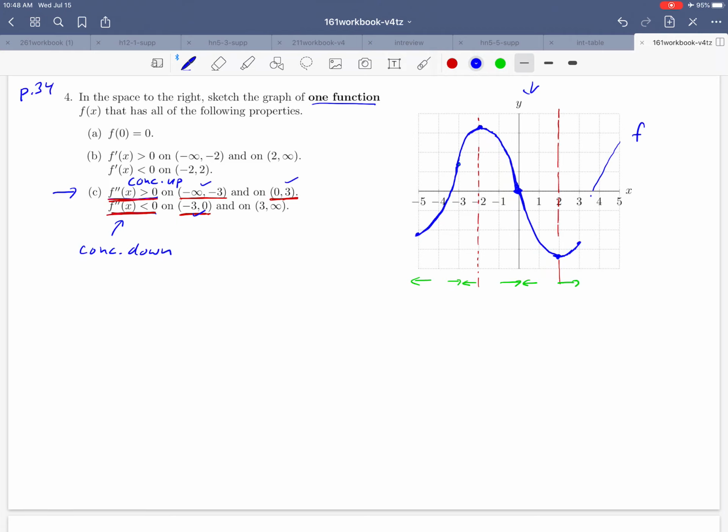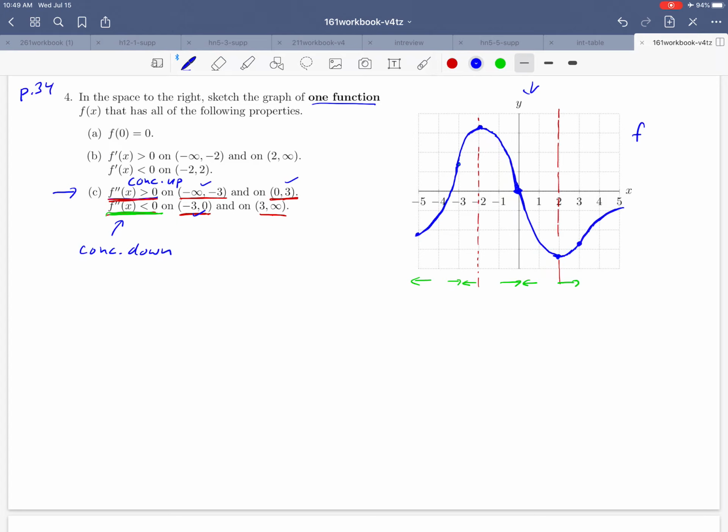Okay, and then finally, we come to the very last interval from 3 to infinity, and on that interval, we want f double prime to be less than 0, which means we want it to be concave down. So we're just going to redraw this last part of our graph so that it has a downward facing bowl shape to it. Okay, so maybe something like that.